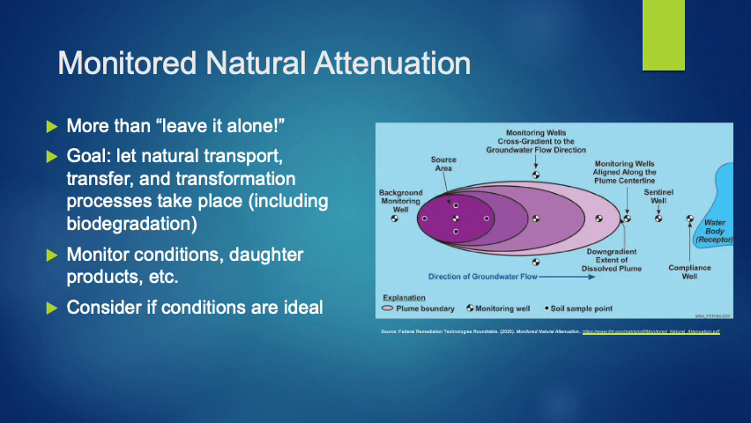This is more than a leave-it-alone approach, hence the name monitored natural attenuation. The goal is to let natural transport, transfer, and transformation processes take place to reduce or eliminate contaminant mass. It's important to monitor conditions through monitoring well networks as well as other instrumentation, because number one, during reactions, daughter products that are generated may be more toxic than the original parent products that existed within the subsurface.